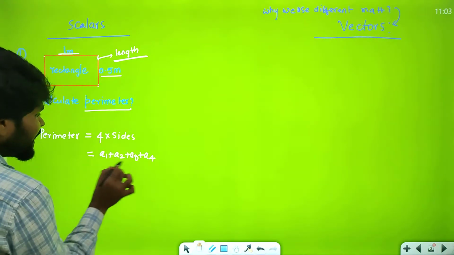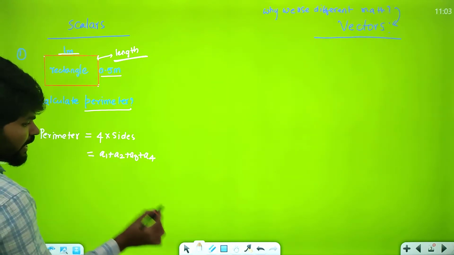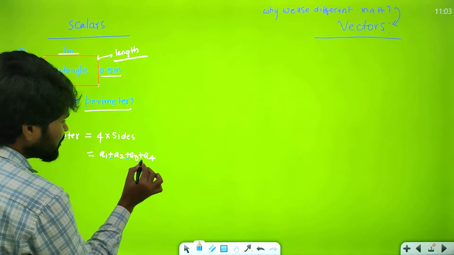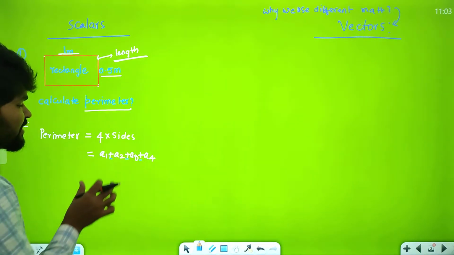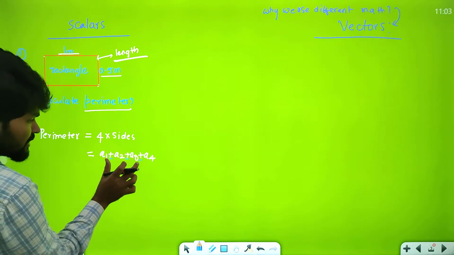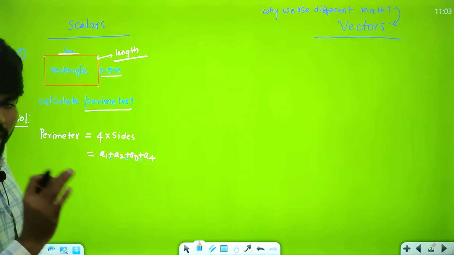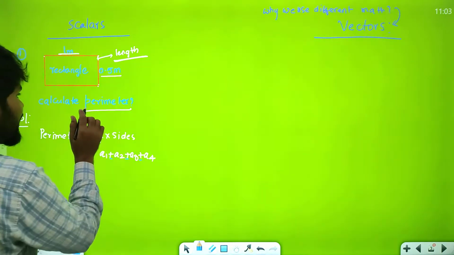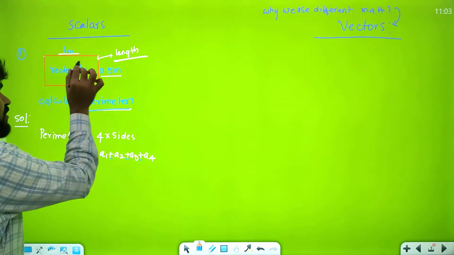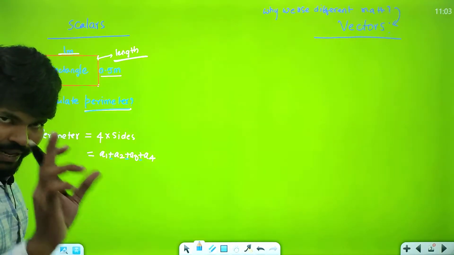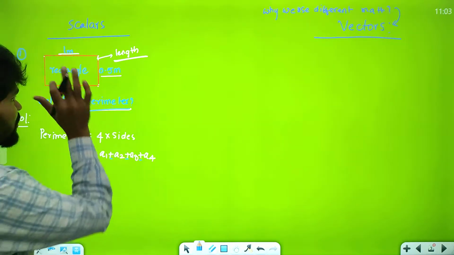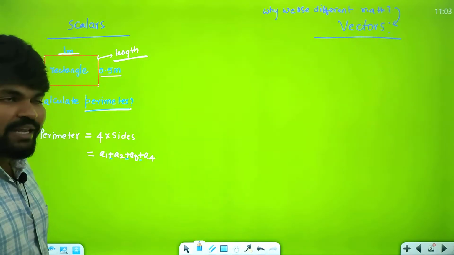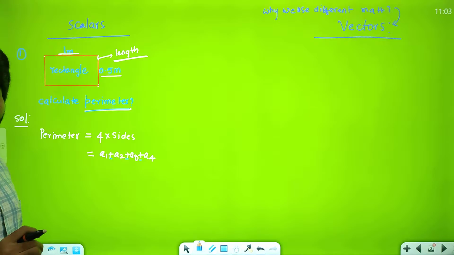See here, I use plus, plus, plus. What does this mean? This means I am using algebra calculation. Why? Because length is a scalar quantity. So here he is asking the perimeter of the rectangle. That is also a scalar quantity. That's why to calculate scalar quantities, I have to use the mathematics of algebra.